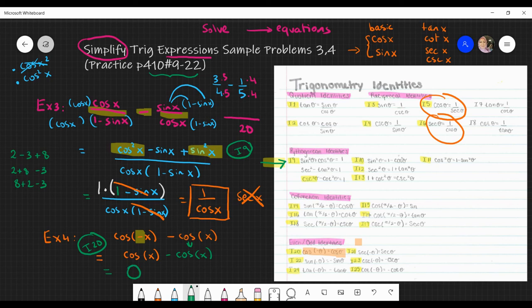So now it's your turn to practice page 410, number 9 through 20.